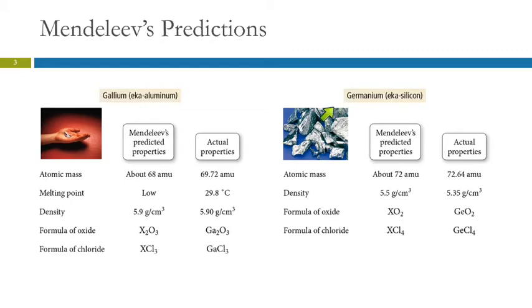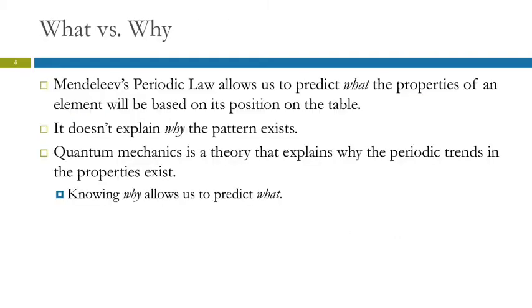Germanium is another one. This is the element below silicon. Here are his predicted properties and the actual properties. It's pretty amazing. Mendeleev's periodic law allows us to predict what the properties of an element are based on position, but it doesn't explain why.